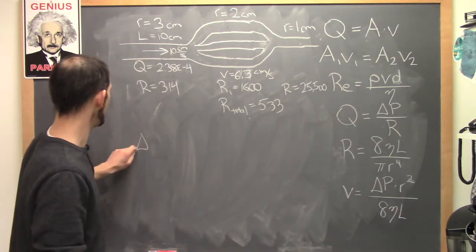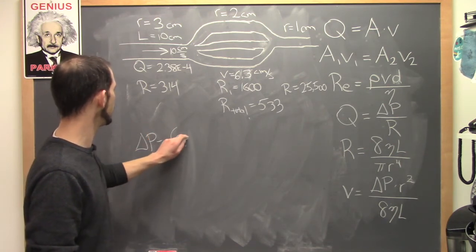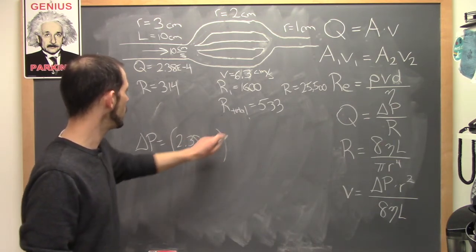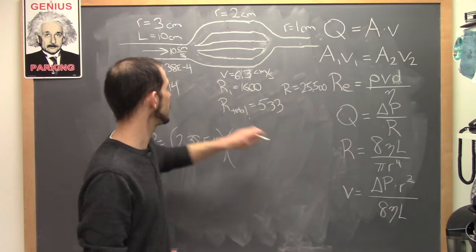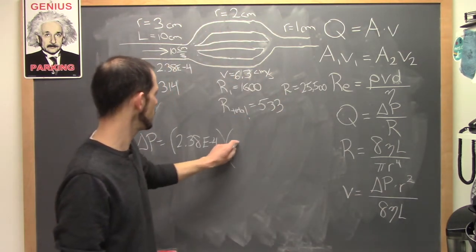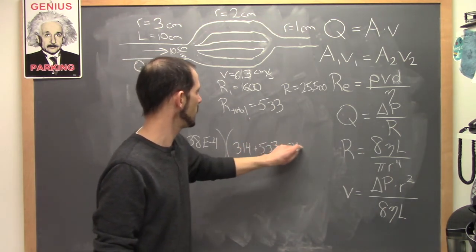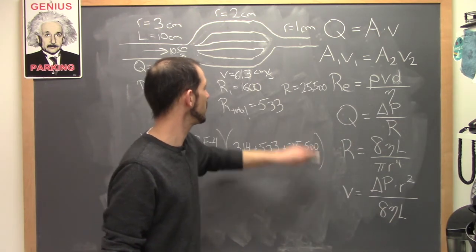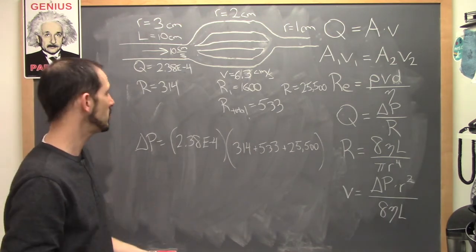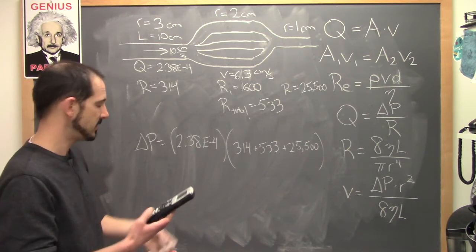So we could do delta P times the flow rate of 2.38 10 to the minus 4 meters cubed per second, and then we would have to add up all 3 of these resistances. So now that we've put all 3 of these as a total, each of those sections is in series with each other. So it would just be 314 plus 533 plus 25,500. So again, it's this little bitty pipe at the end that causes the most pressure need in order to push fluids through here. So just to get a final number, 2.38, and we get a 6.27.